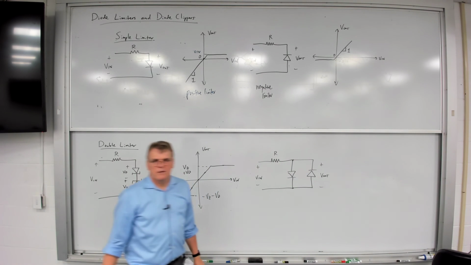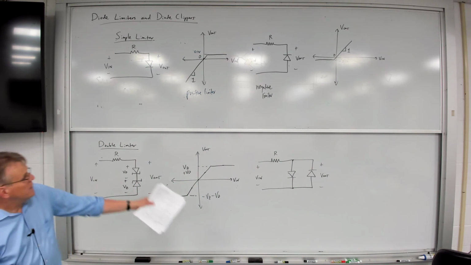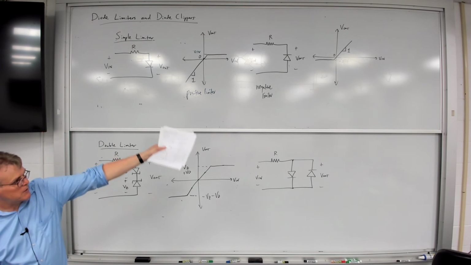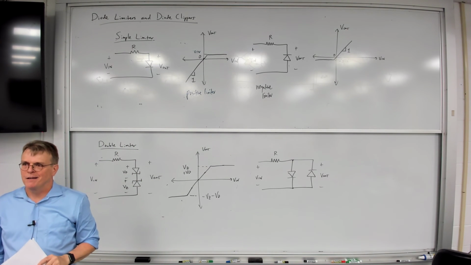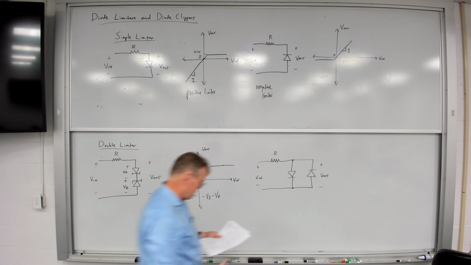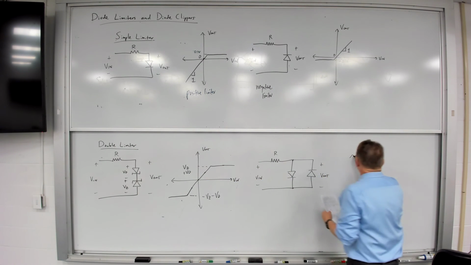What about that circuit? What's that going to look like? Well, that looks like nothing more than the simple limiter I just did a moment ago, except now I've got two diodes, front to back. Okay? Flipped in both directions. And what's that going to look like?